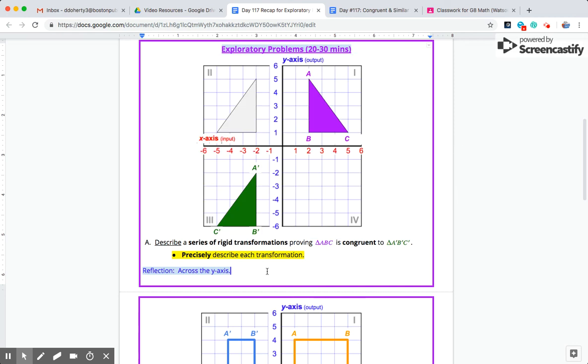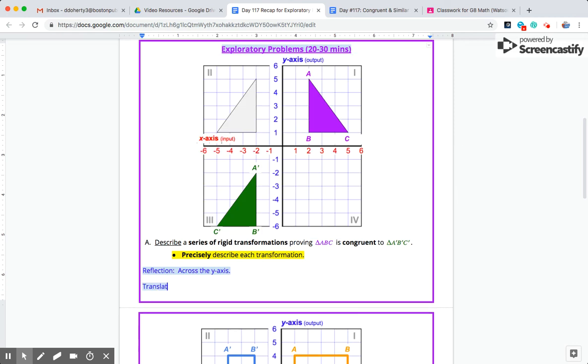So the second step in our series would be a translation, because that's what it means to drag down. And we would go down by 7 units. So the precise description we're looking for there is how many units we're going down by, so direction and magnitude.